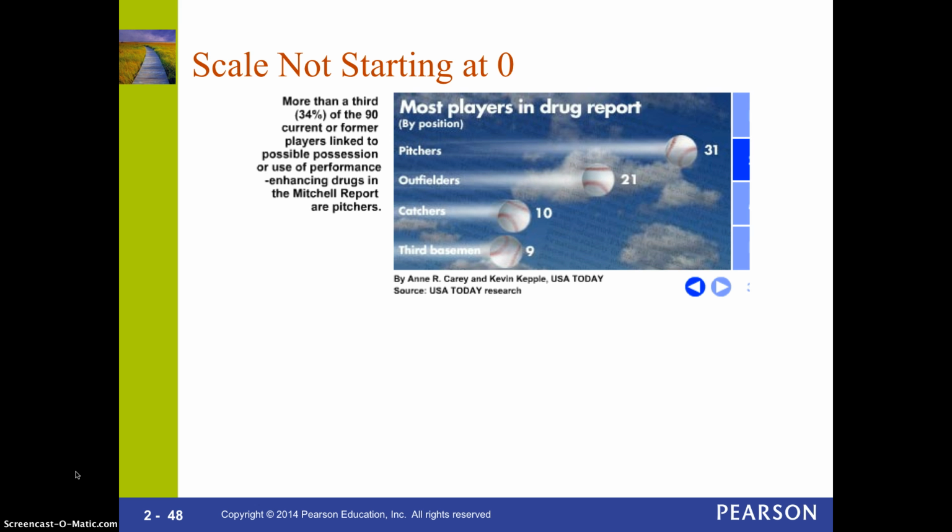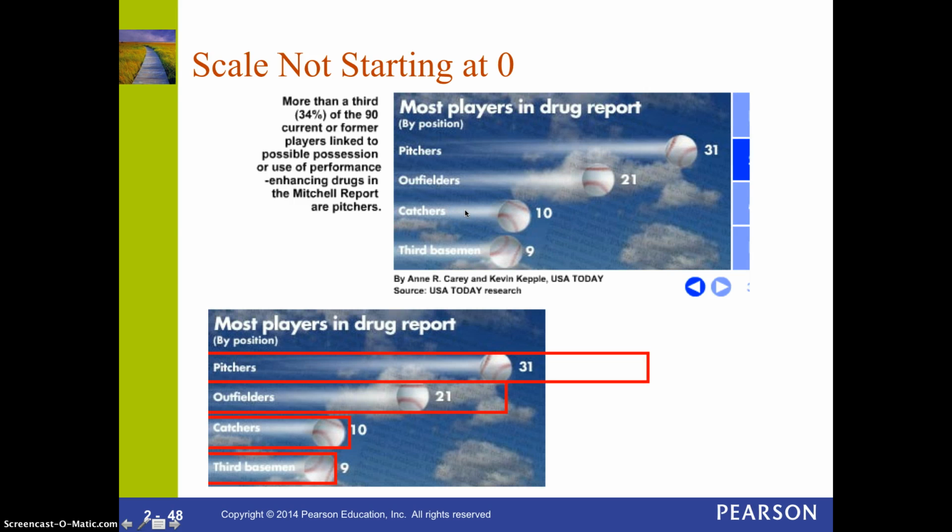Okay, so here's an example of a scale. It could be that it's not starting at 0. If you notice, there's 10 catchers here that they're showing, but if there's 21 outfielders, you should actually have this bar be more than twice as long as this one, and you can tell that that's not quite the case. So if we fix this, it actually ends up making it look like this. The problem here is either they didn't use an appropriate scale, or their scale didn't start at 0, which makes it look deceiving like what we had in this case here.